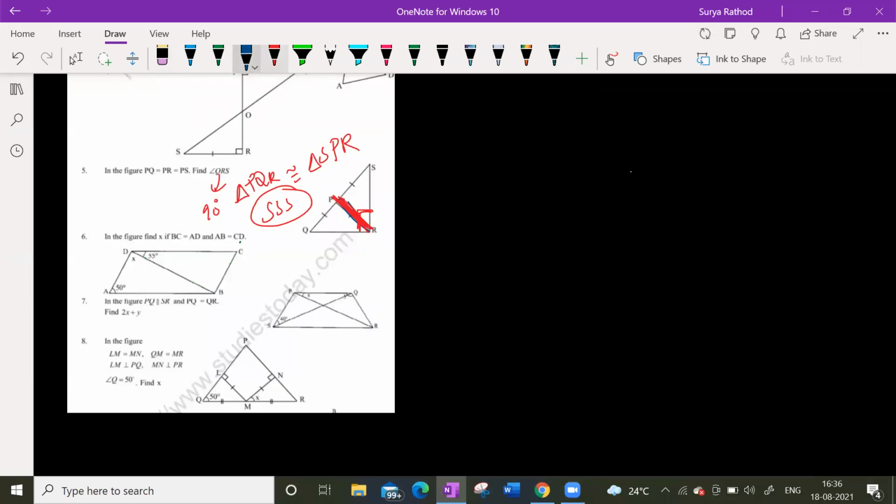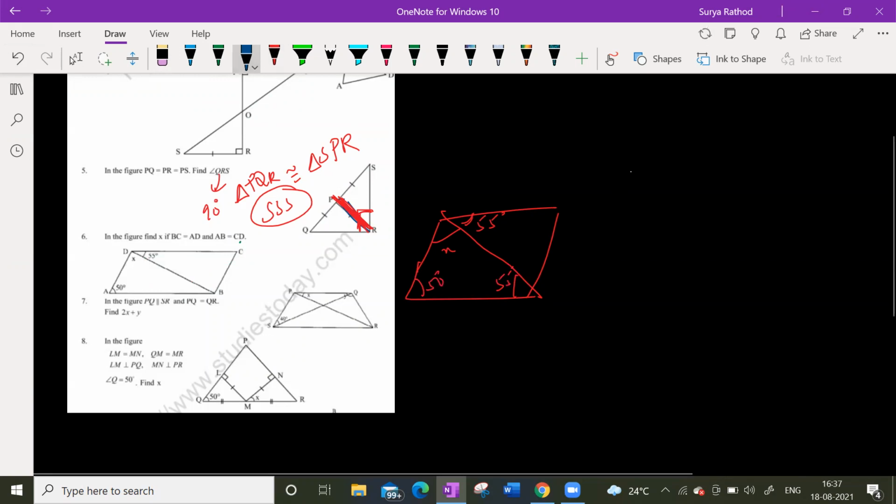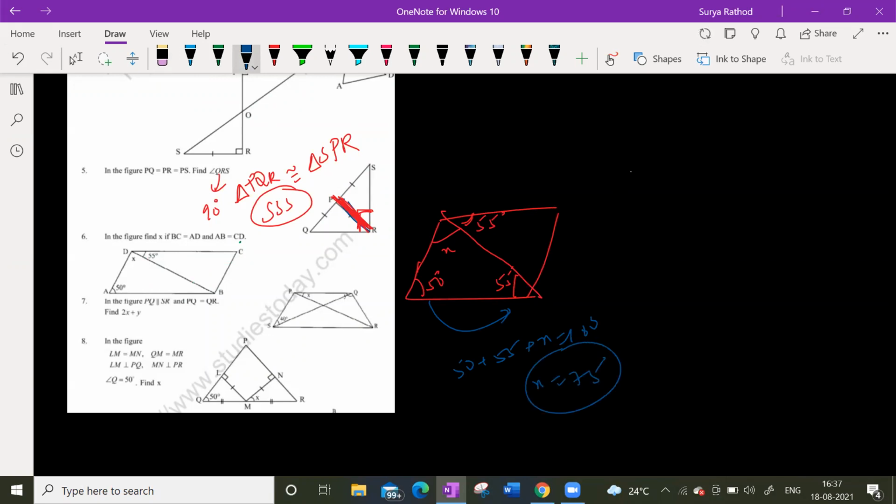Look at this here if you are not understanding. See, this is a parallelogram given here. This is x. This is 55, as Bhargav said, alternate interior angles are equal. This is 55. This is already given 50. So the sum of all angles in a triangle gives me 180 degrees. So 50 plus 55 plus x is equal to 180. So x is equal to 75. So this is how I got x is equal to 75 here.